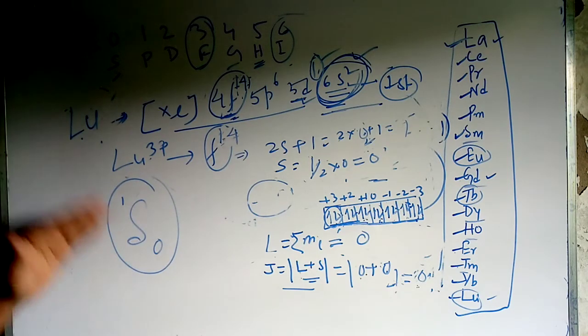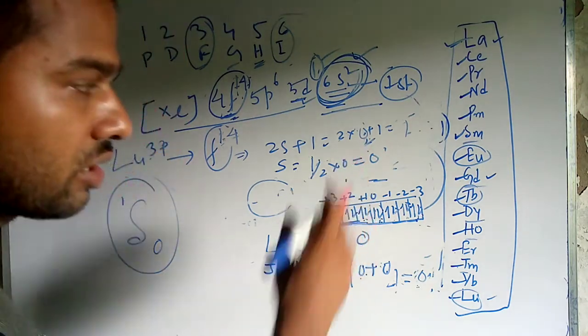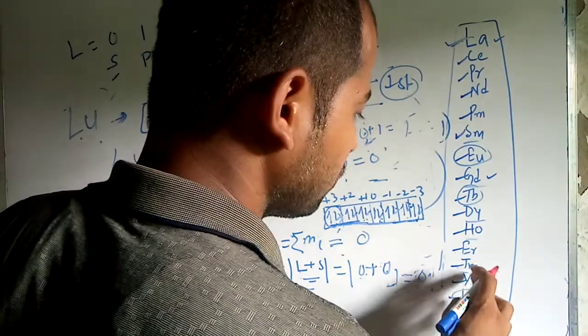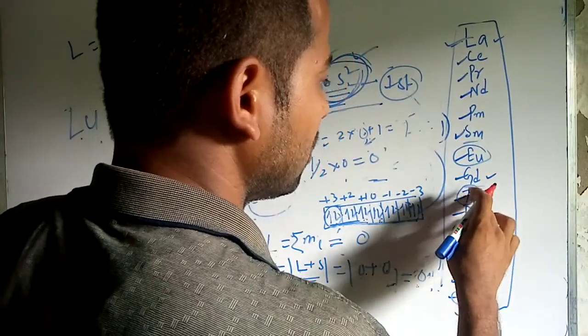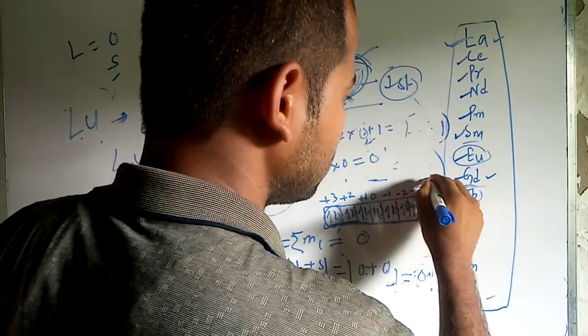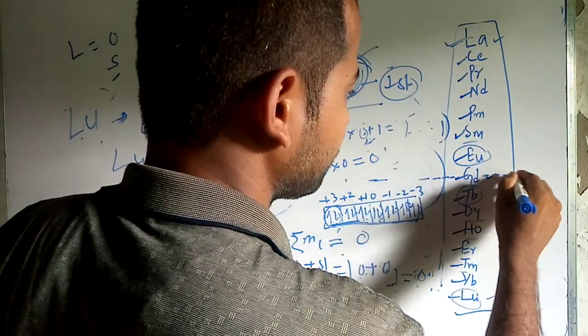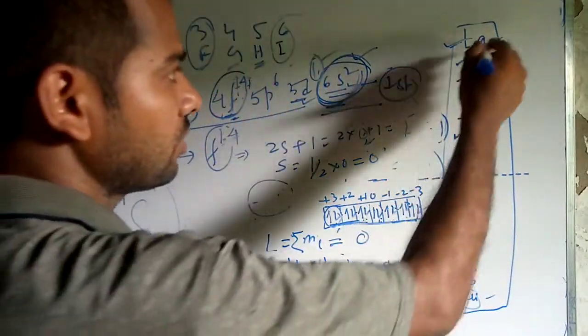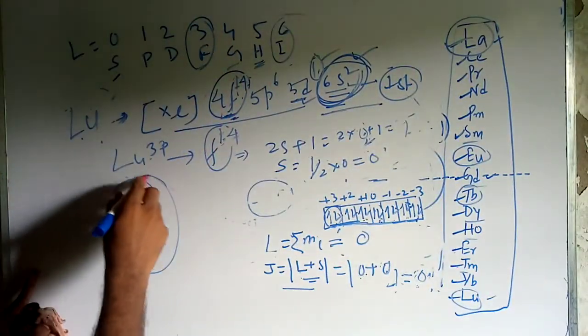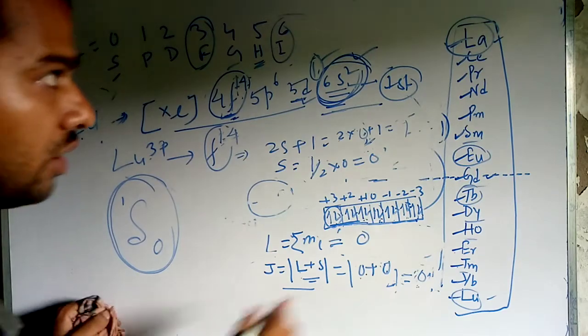If we write the total electronic term symbols of all the lanthanide elements, you can see the mirror image: 1 2 3 4 5 6 7 and 1 2 3 4 5 6 7. This is the mirror image, starting with lanthanum. If you consider lanthanum 3 plus, the electronic term symbol is 1S0, and lutetium also has the same term symbol.